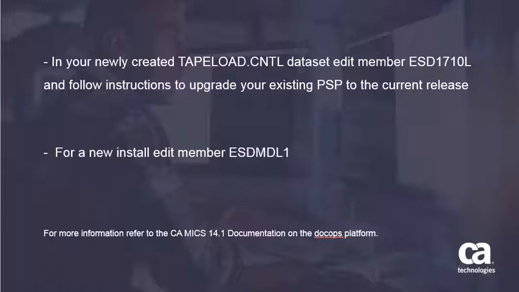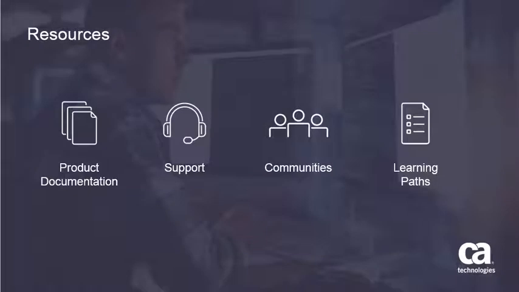For more information and next steps, refer to the CA Mix 14.1 documentation on the DocOps platform. For more detailed information about this product, click the information bubble in the top right corner to load the product page. From there, you can visit product documentation, support, communities, or see the learning paths.